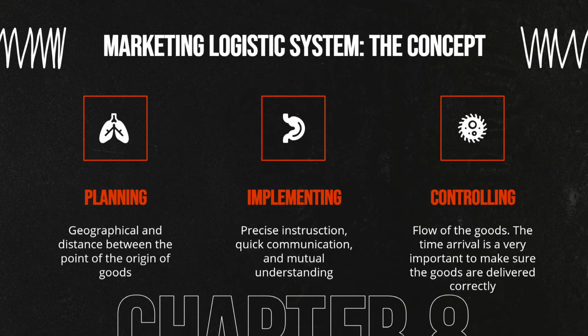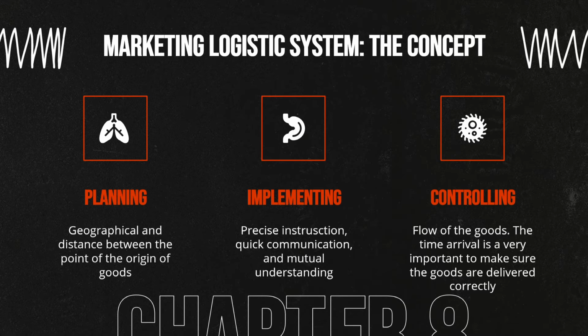The first one is planning. This is the first step towards an effective logistic system. The system can be effective if the geographical locations and the distance between the point of origin of goods and the point of consumption are kept in mind. Depending upon the distance and geographical hurdles such as oceans, mountains, and the various difficult terrains involved, different modes of transportation can be considered. The second one is implementing.